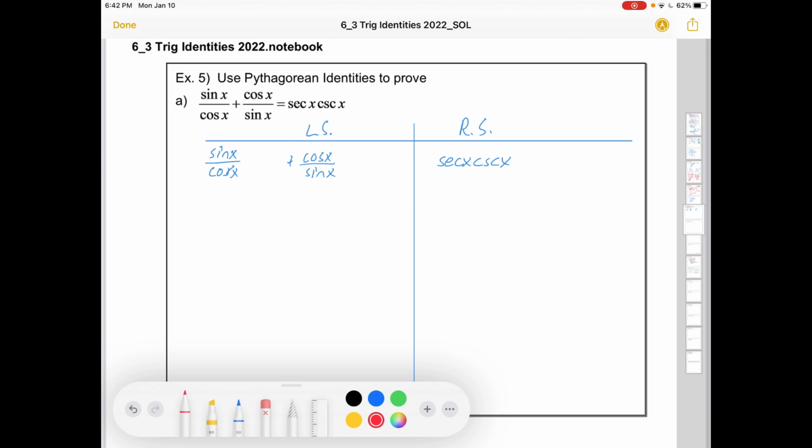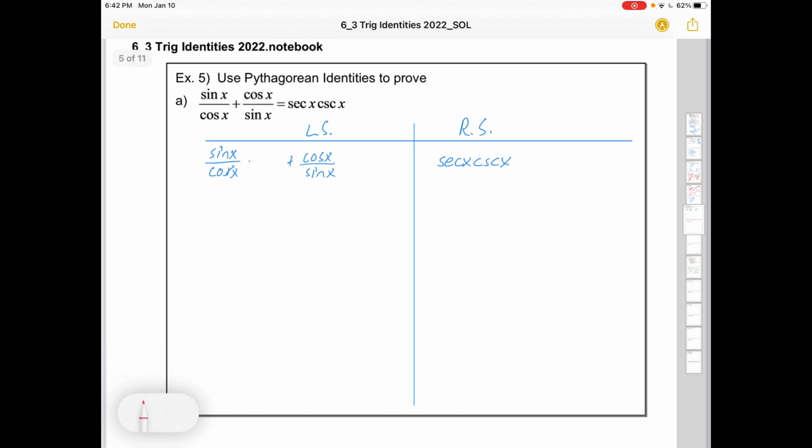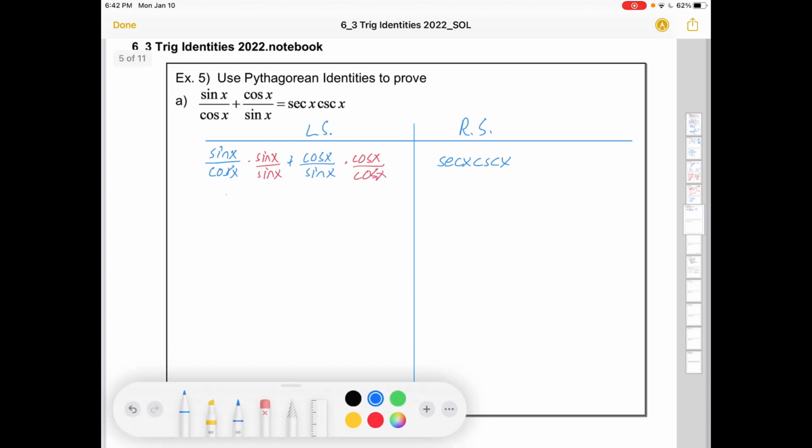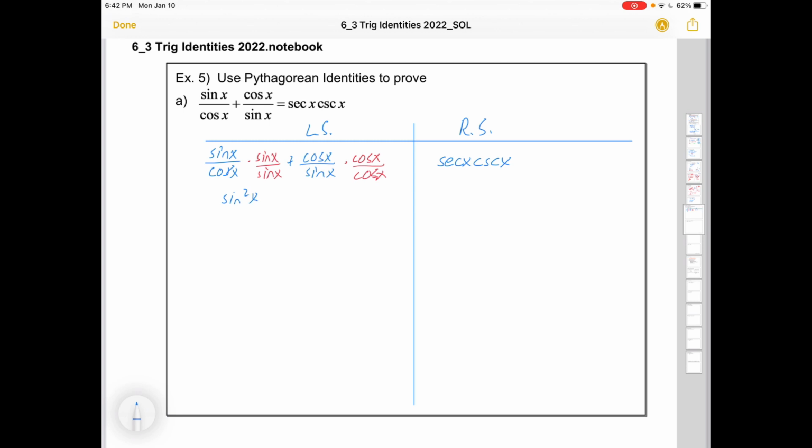But there are many ways to prove an identity, so if you don't want to do it exactly this way, that's fine. So here, if I want to put them together on the left, I'm going to need a common denominator, which means timesing this by sine over sine, and this by cosine over cosine. I do that so that I get a common denominator.